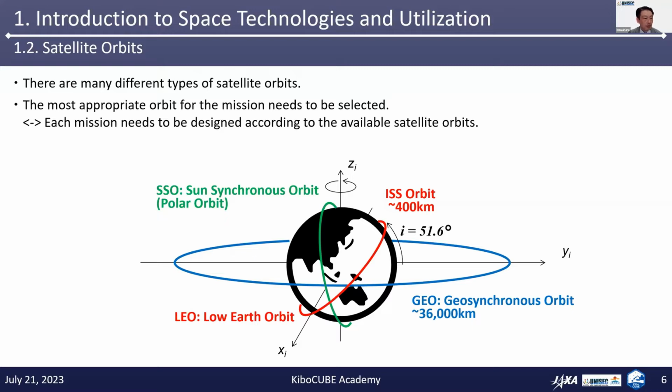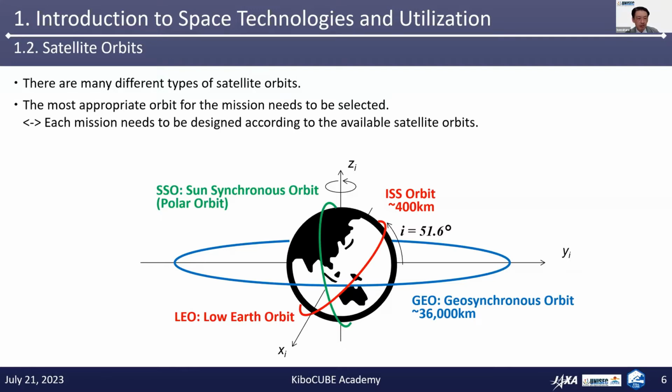The last one, the red orbit, is the ISS orbit. The orbit is tilted with an inclination angle of about 51.6 degrees. The altitude is about 400 kilometers. Because the orbit altitude is relatively low, the ISS orbit also belongs to low Earth orbit, also known as LEO. Satellites released from the ISS will also follow a similar orbit as the ISS.